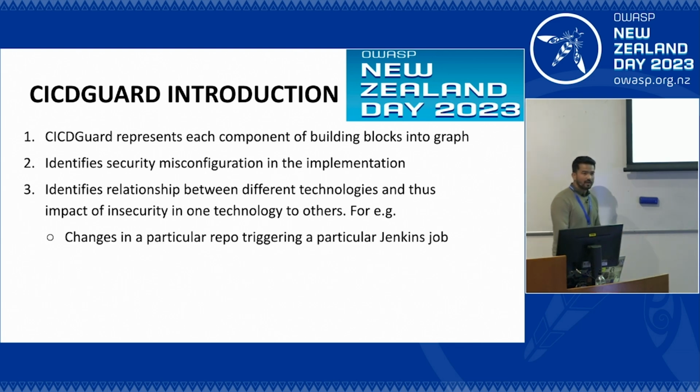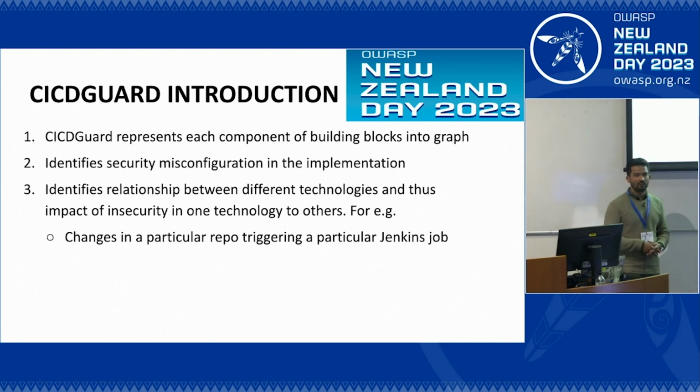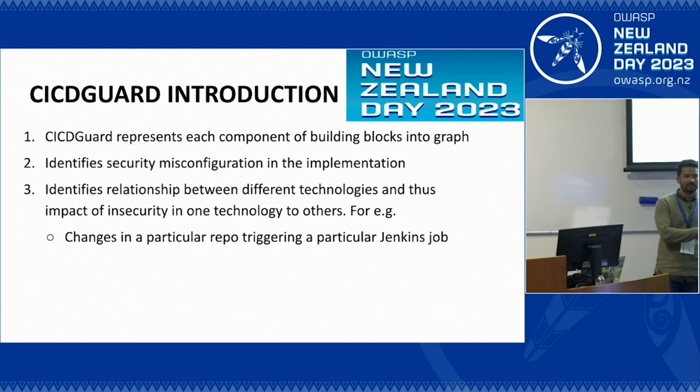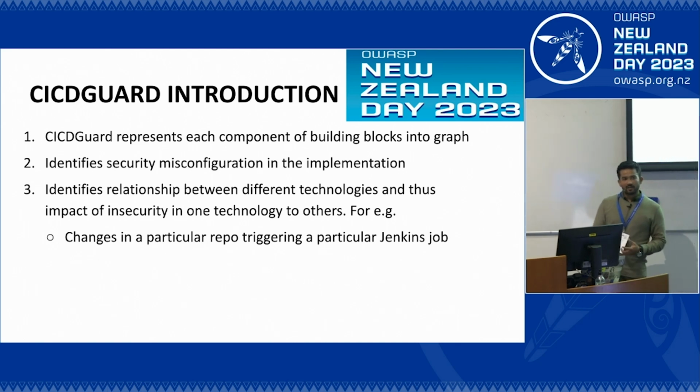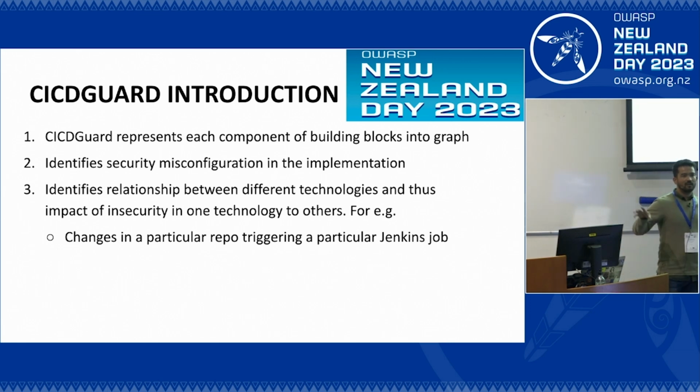So for example, it's a very typical configuration that you have a change in a repository, let's say a pull request, and then a certain Jenkins job will be triggered. Because of this graph, you can know that this repo A is related to job B of Jenkins server C. So in that way, it can build a relationship. I'll show you in a demo what I mean by that.